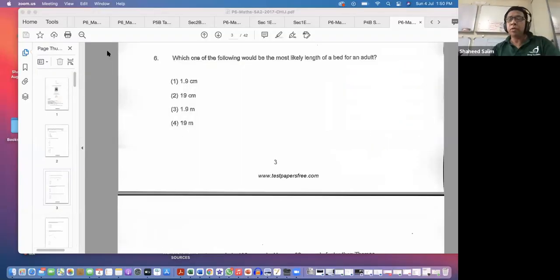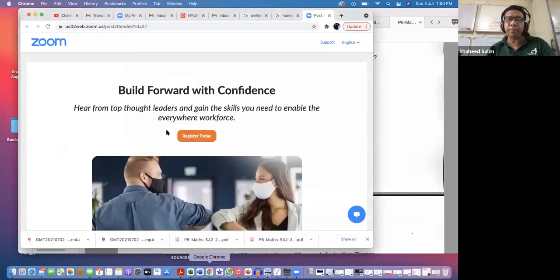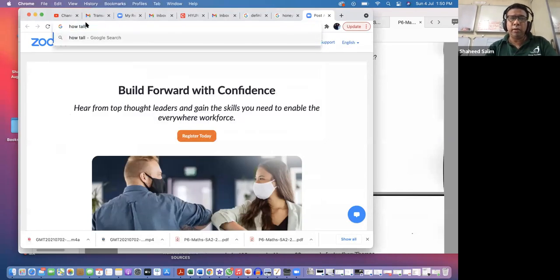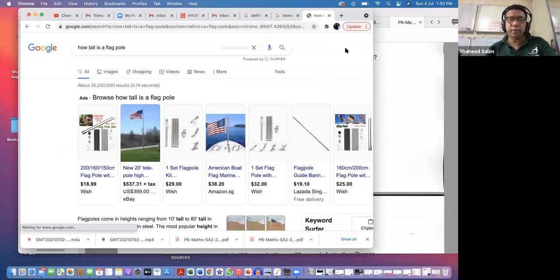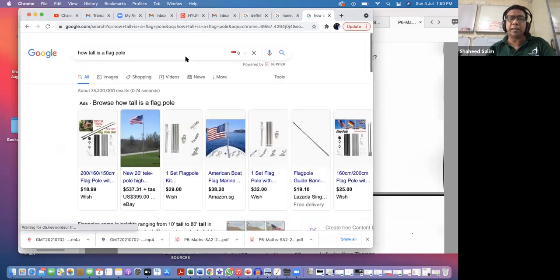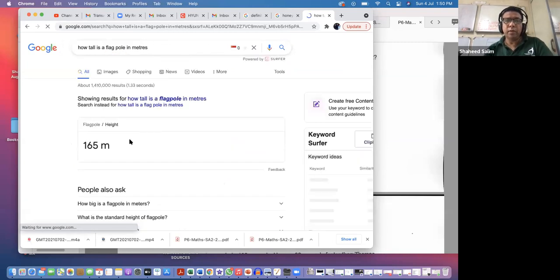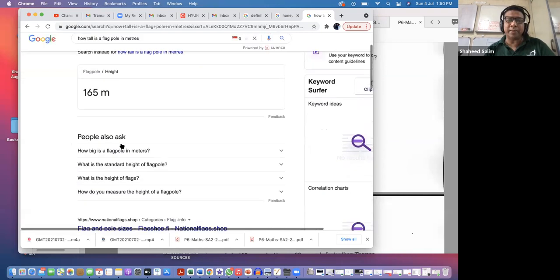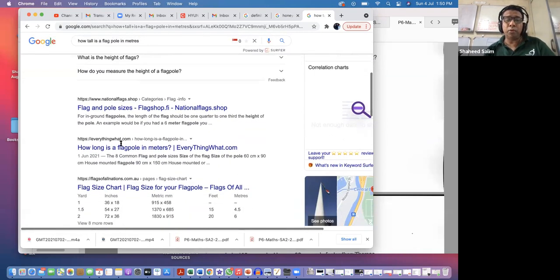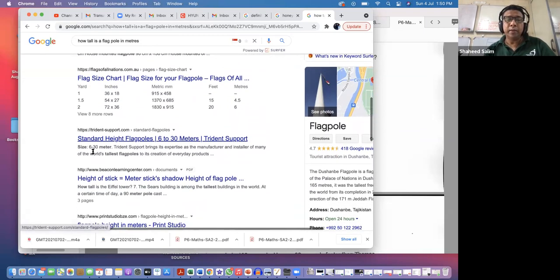I'm just going to Google it for you, so that we're all very, very clear on this. How tall is a flagpole? In meters. 165 meters. Alamak, what is this? I think they're not giving. You see down here, between 6 to 30 meters. So if you say your bed is 19 meters, 20 meters, it's a very long bed.